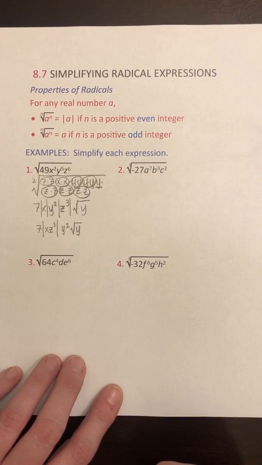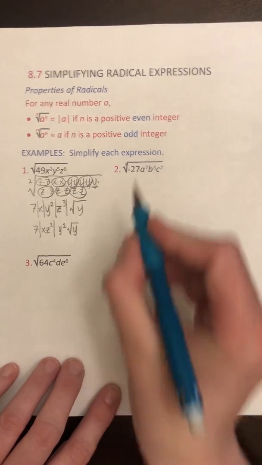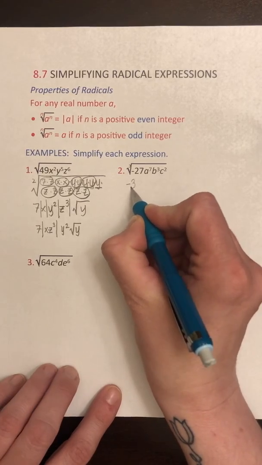So first thing I need to do is figure out what number I can multiply by itself 3 times to get negative 27. And that answer is negative 3.